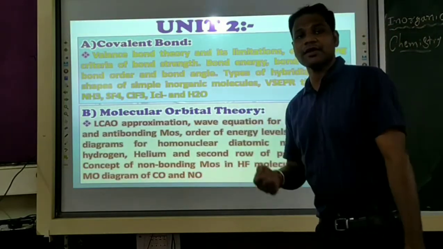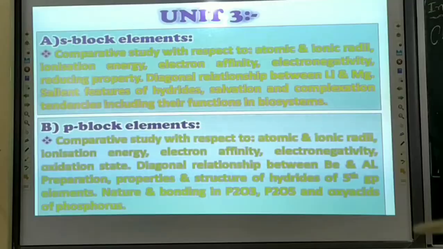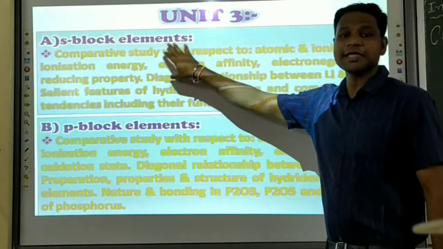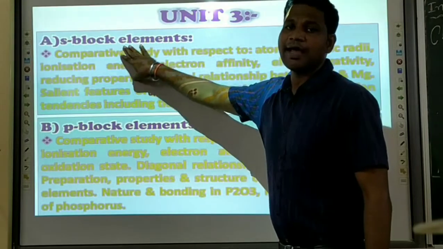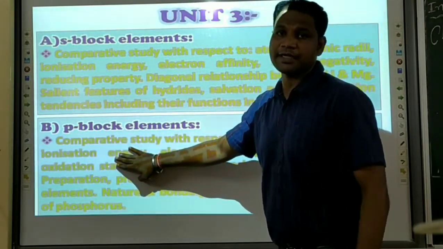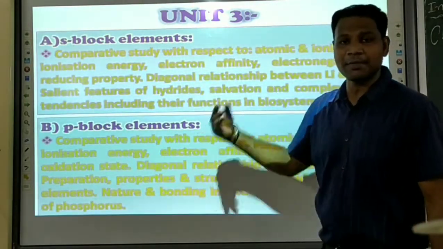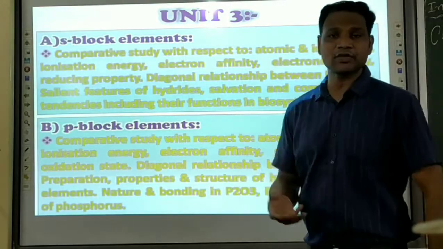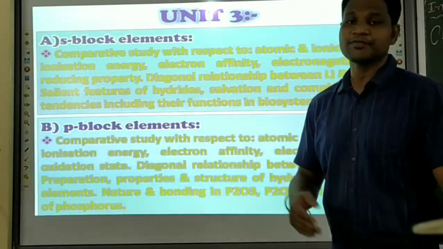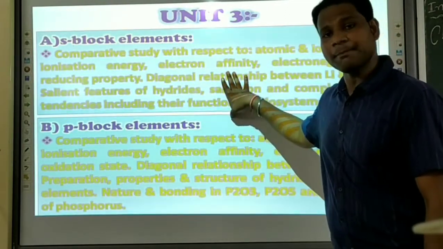So likewise, now the third unit totally depends on the periodic table. Unit 3 is again divided into two different parts, that is part A, s block elements, and part B, p block elements. We have discussed periodic properties in unit 1, part 2. There are certain properties like atomic radii, ionic radii, electronegativity, ionization potential, electron affinity, etc. Similar properties we have to discuss for s and p block elements.